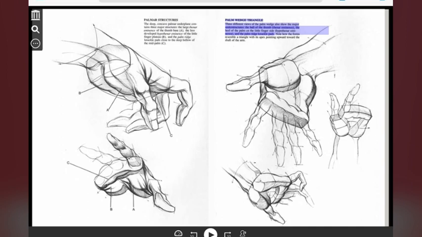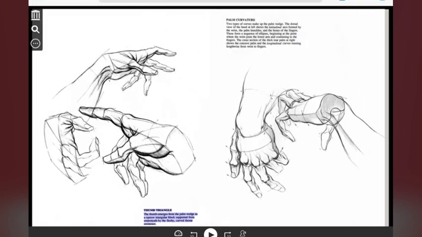Three different views of the palm wedge also show the major understructures: the ball of the thumb, thenar eminence, the heel of the palm on the little finger side, hypothenar eminence, and the palm ridge knuckle pads. Note how the forms resemble a triangle with its apex pointing upward toward the shaft of the arm. Thumb triangle. The thumb emerges from the palm wedge as a narrow triangular block supported from underneath by the fleshy, curved thenar eminence.